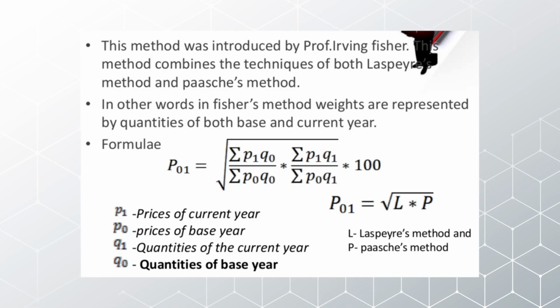The method combines the techniques of both Laspeyres and Paasche methods. In other words, in Fisher's method, weights are represented by quantities of both base and current year, and the formula is P01 equals square root of sigma P1 Q0 divided by sigma P0 Q0, multiplied by sigma P1 Q1 divided by sigma P0 Q1, multiplied by 100. So P01 is equal to square root of L into P. So this Fisher formula is basically a combination of Laspeyres and Paasche method, and P1 is the price of the current year, P0 is the price of the base year, Q1 is the quantity of the current year, and Q0 is the quantity of the base year.